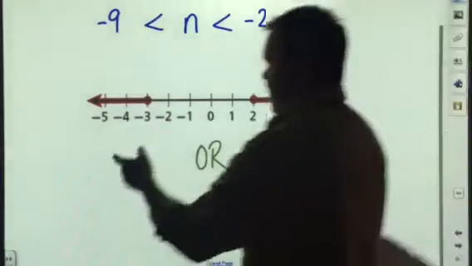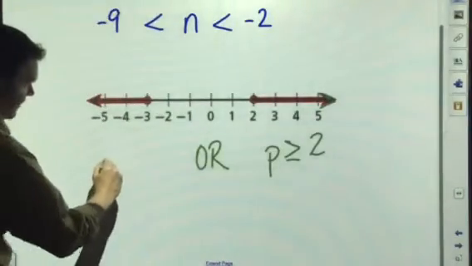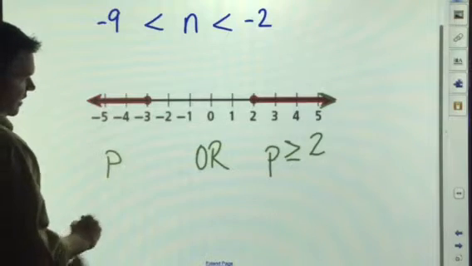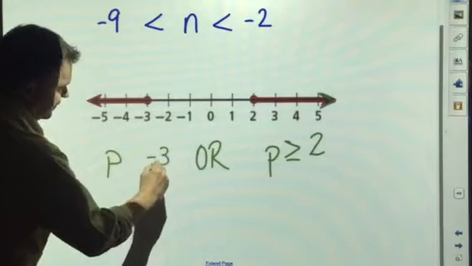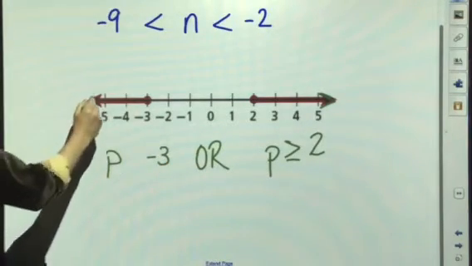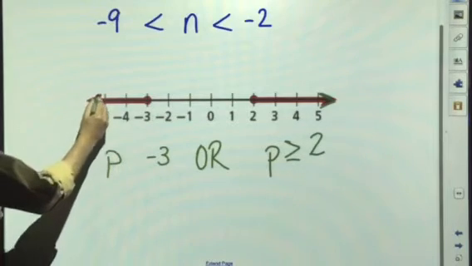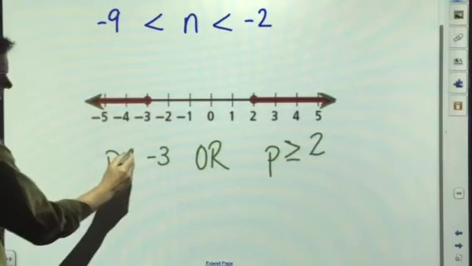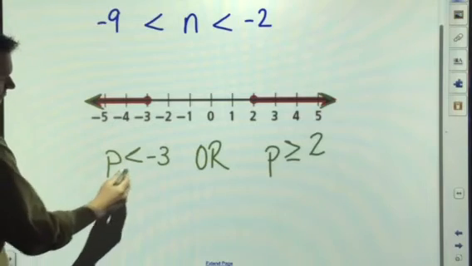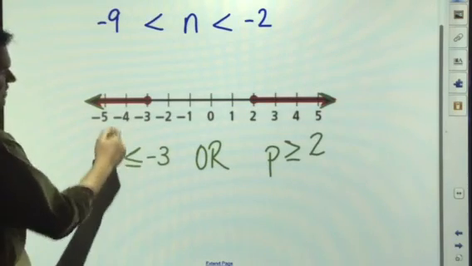Okay, let's go to the other side. I need to use the same variable. Something is happening around -3. Okay, because I wrote my variable on the left-hand side, the arrowhead matches it. And it is also going to be an equal sign because it's filled in.